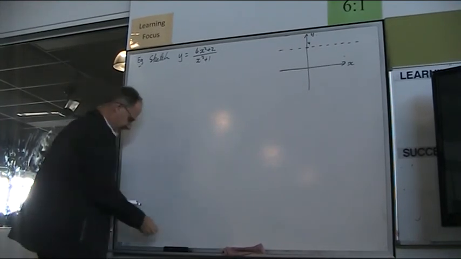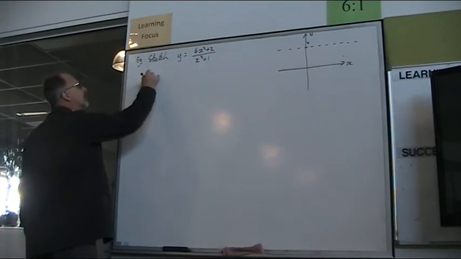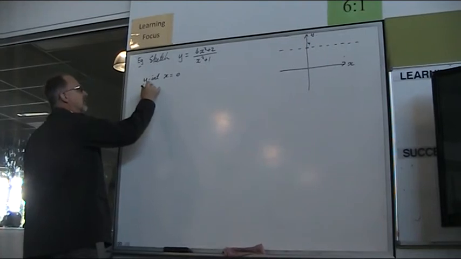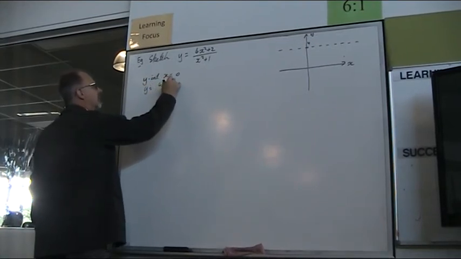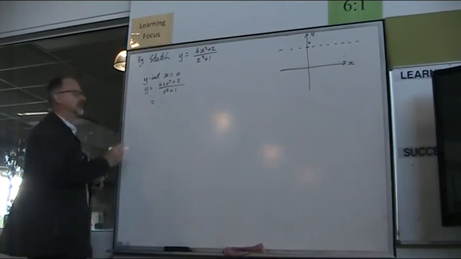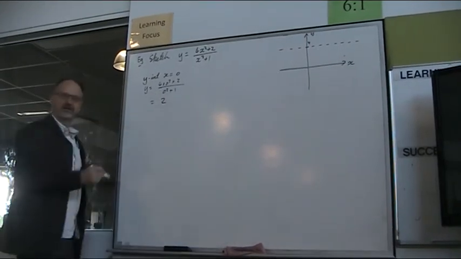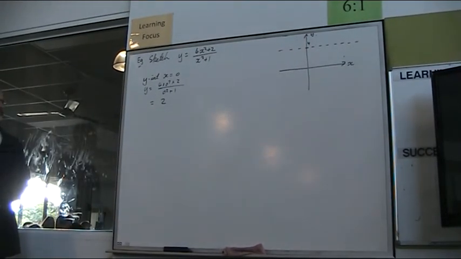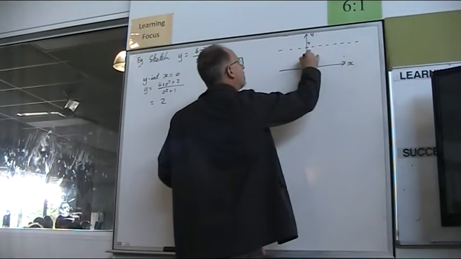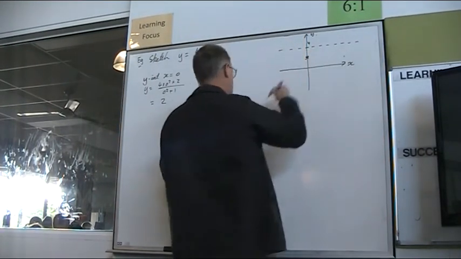Let's see if we've got any intercepts. Let's do the y-intercept first, that's the easy bit. Y-intercept, x equals 0. So y would be 4 times 0 squared plus 2 over 0 squared plus 1, which would be 1 over 2, yes? So we know we've got an intercept here at 1/2.